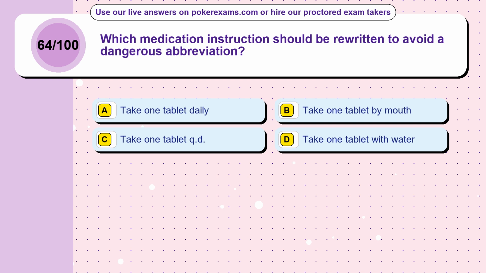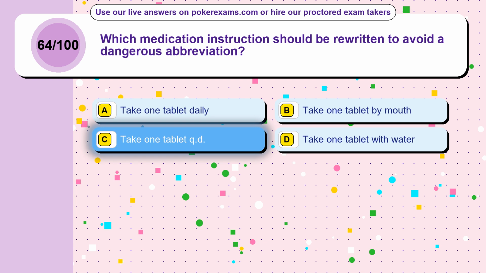Question 64. Which medication instruction should be rewritten to avoid a dangerous abbreviation? Option A. Take 1 tablet daily. Option B. Take 1 tablet by mouth. Option C. Take 1 tablet QD. Option D. Take 1 tablet with water.